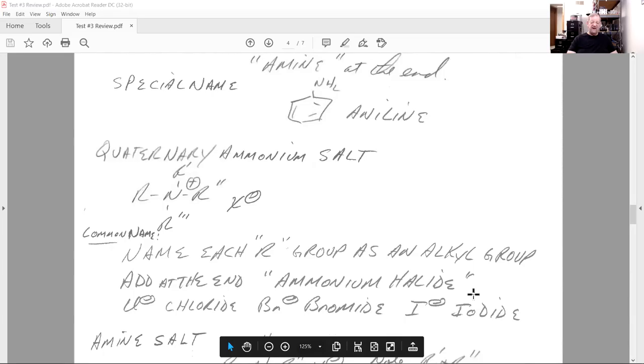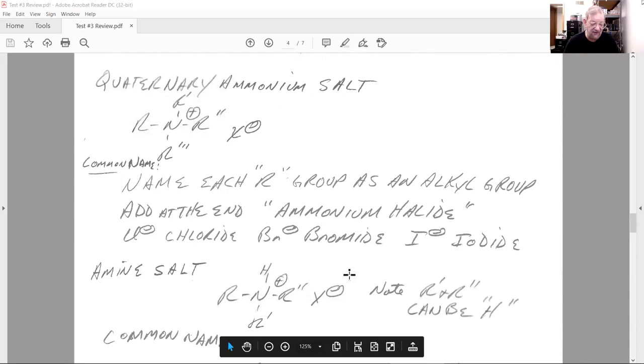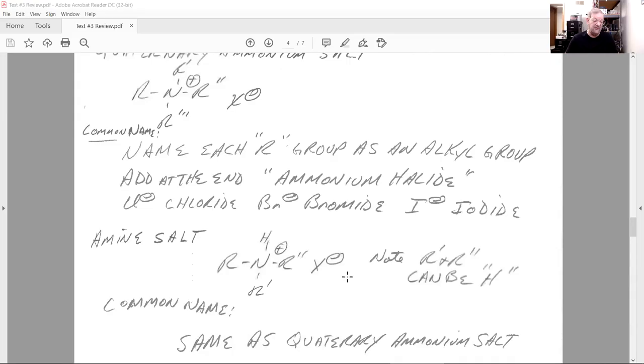Now, an amine salt is like a quaternary ammonium salt. A quaternary ammonium salt has four R groups on it. An amine salt has three or less. And here, note R prime and R double prime can be hydrogen, both or one or none. And how do you name amine salts? Same as quaternary ammonium salts, except you don't have four R groups, you have one, two, or three.